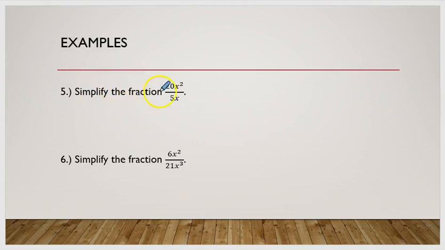Okay, starting with example 5. For the numbers, 20 and 5 are both divisible by 5. So I'm going to pull 5 out of both the top and the bottom. I have x squared over x to the first, so I should be able to take an x out of both terms. So then for what's left, if I take 5x out, that leaves me with 4x on top.